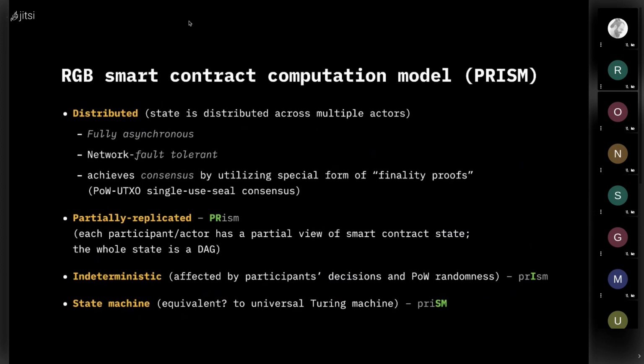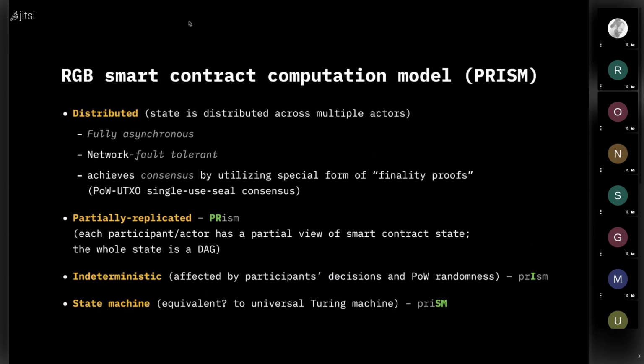RGB is also a partially replicated system, because each participant and actor has a partial view of the smart contract state. The whole state is a DAG, and each participant does not have a full copy of the whole DAG. This is very different from the blockchain environment, where all participants should have the full copy of the blockchain. So that's an important qualifier of RGB computing, that it is partially replicated.